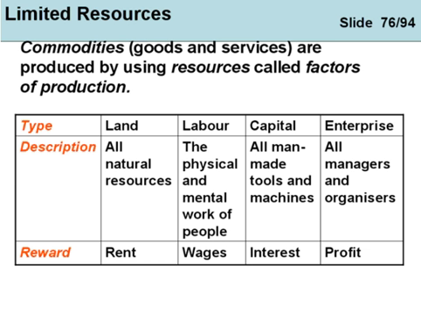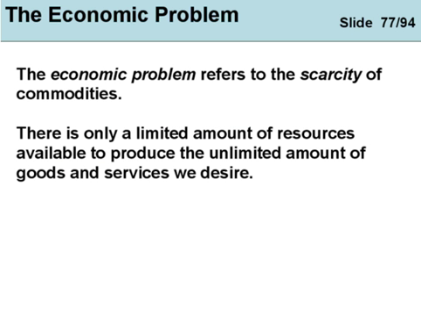And the final one is entrepreneurship. Well, the entrepreneur is the person who comes up with the idea and who brings the idea into the market. And the entrepreneur is rewarded with profit. The economic problem refers to scarcity of the commodities. It's only a limited amount of resources on the planet. And we all have virtually unlimited wants. And that's a problem. How do we resolve it? What is the key economic issue here?